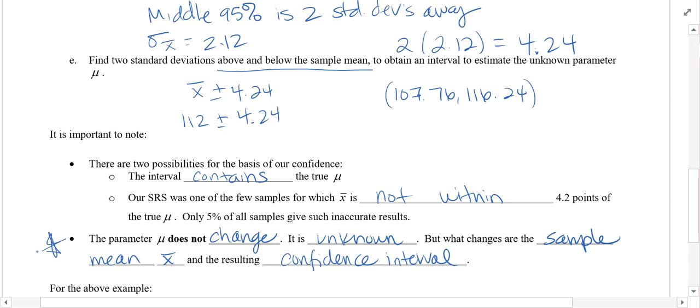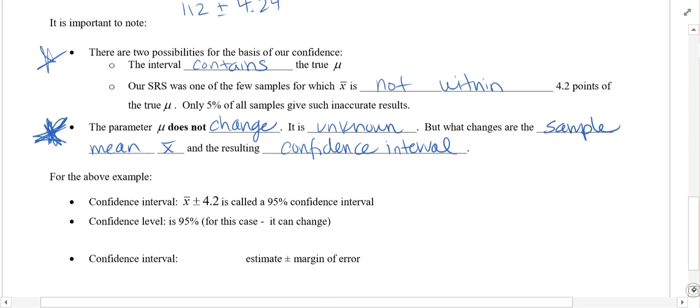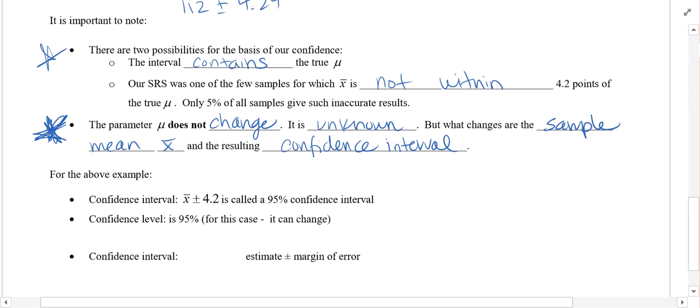Okay, put a big fat star next to this. This we're going to come back to a lot. Same with the last point too, that's important. But mu doesn't change, okay? We don't know what it is, but it stays the same. Our sample means are what are going to vary and bounce around.